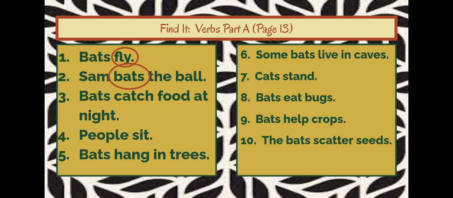Let's do the next 2 sentences together. Repeat after me. Bats catch food at night. Do any of the words answer the question, what did it do? Which one? So we're going to circle the verb. Repeat after me for the fourth sentence. People sit. Do any of the words in that sentence answer the question, what did they do? Which one? That's right, sit.